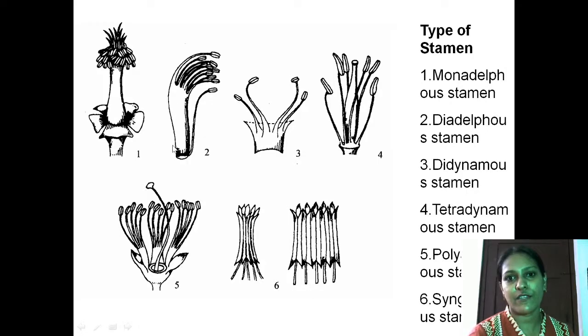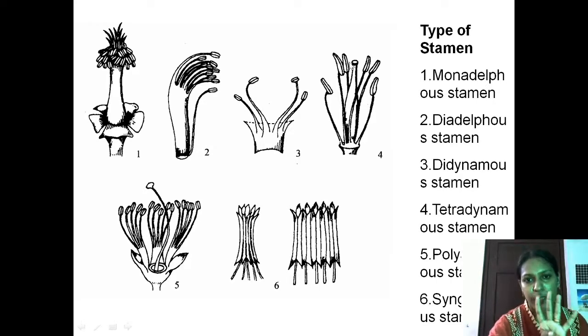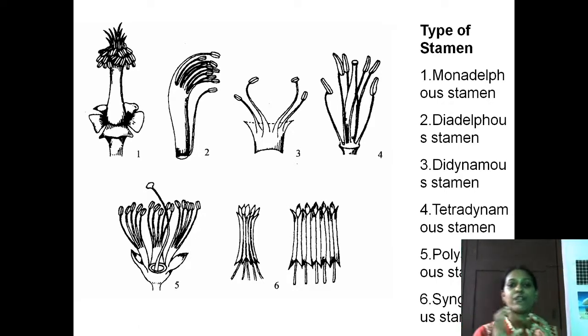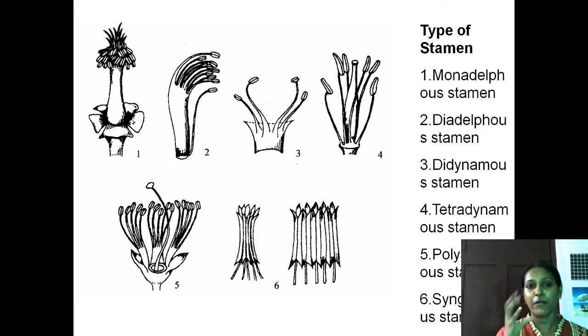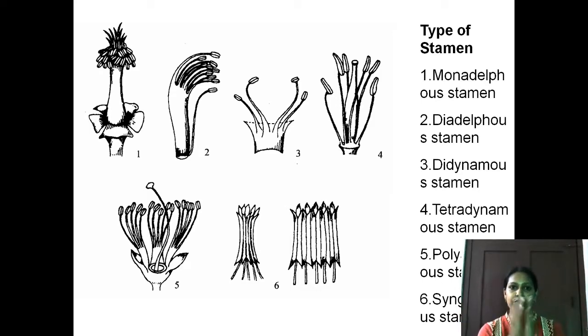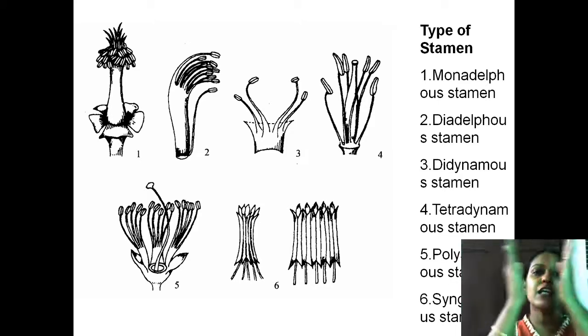See, one is this bundle and another is this one. So it is diadelphous. What about didynamous? Two stamens are bigger and the other two stamens are shorter. Tetradynamous: tetra means four, so four are bigger and two are smaller. This describes the arrangement of stamens. Now, polyadelphous. You could see a lot of bundles. The filaments are fused into different bundles, and the lobes are not fused. Syngenesious stamens, what are they? The lobes are fused.